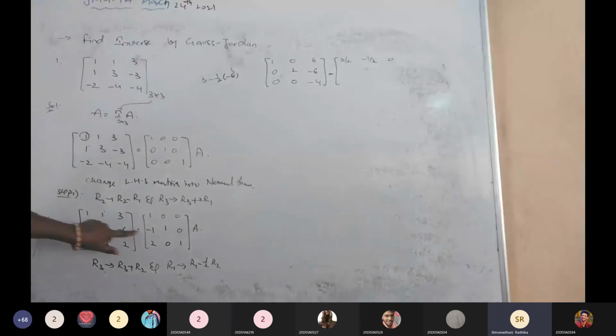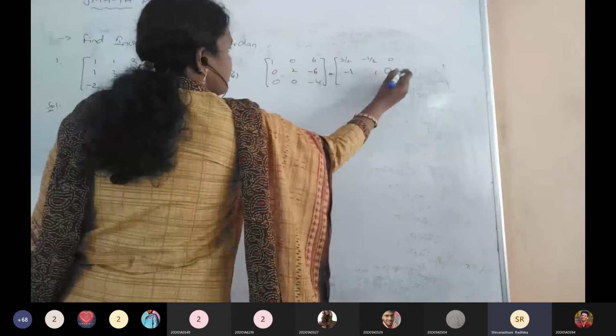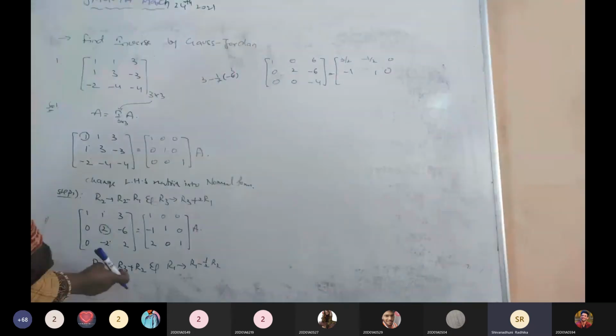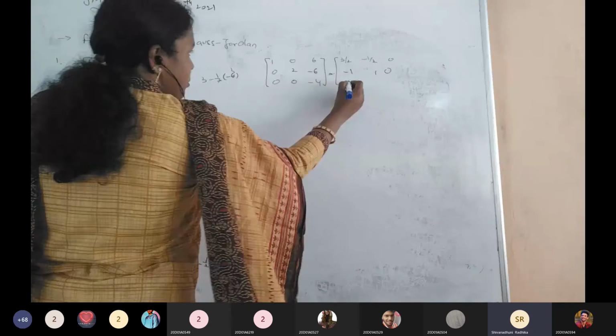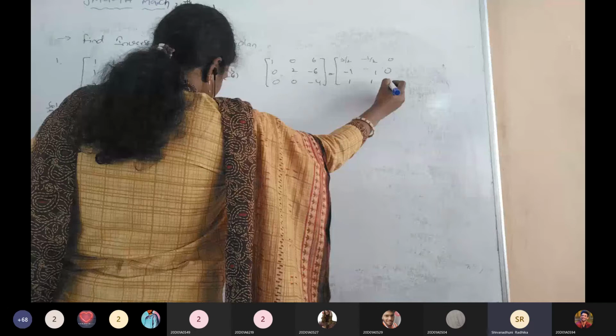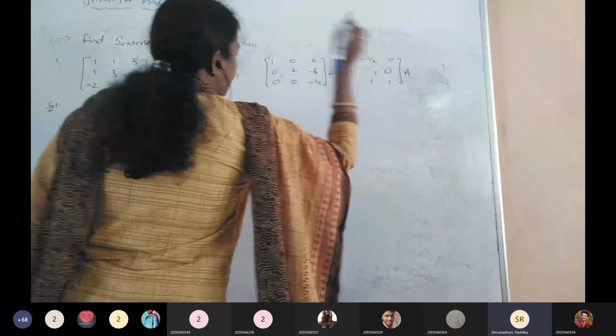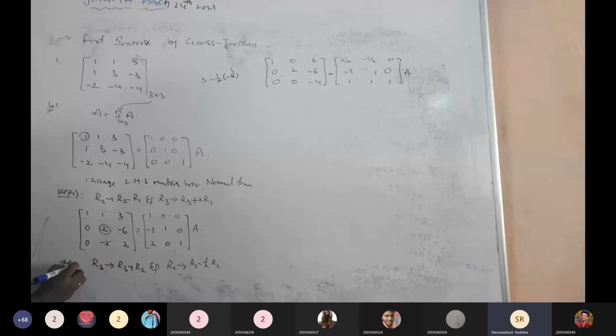Okay. Next R2 is constant: minus 1, 1, 0. What is R3? R3 plus R2. So 2 plus 1, that is 2 minus 1, 1. 0 plus 1, 1. And 1 plus 0, 1 into capital A. Then step 2 is completed here.